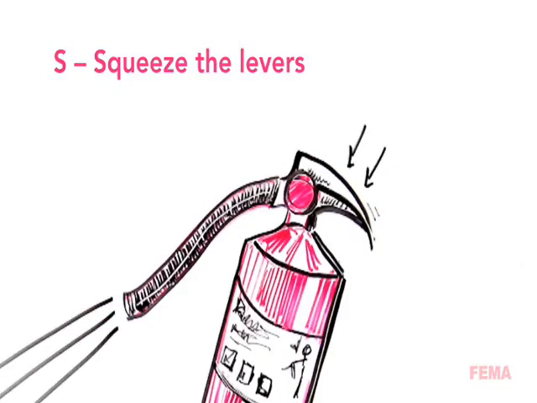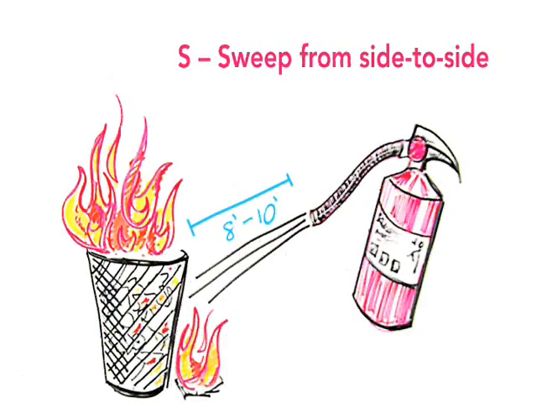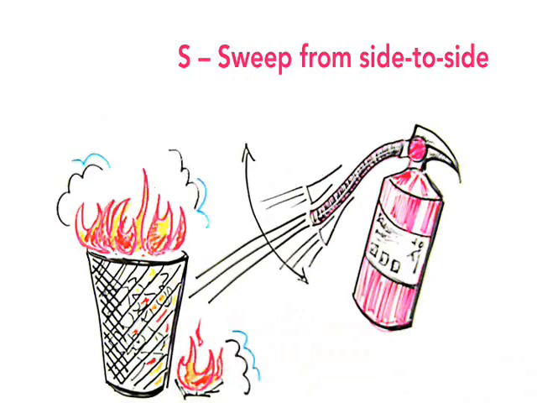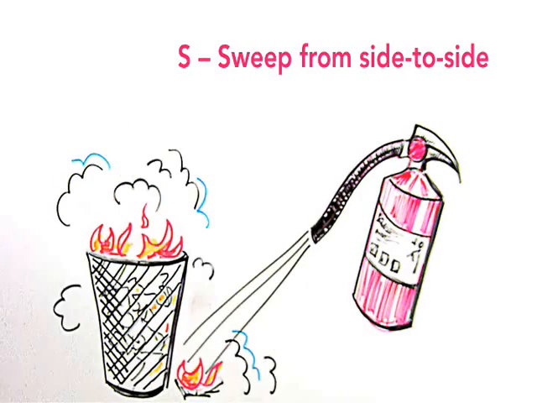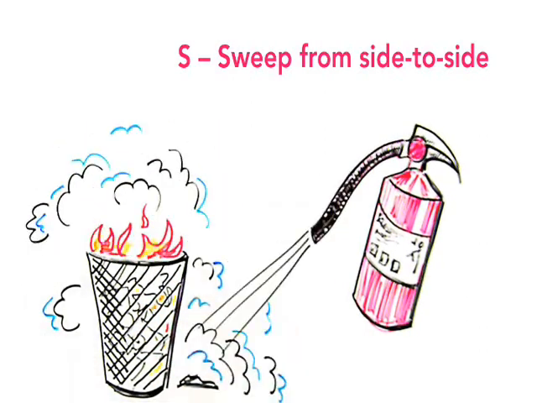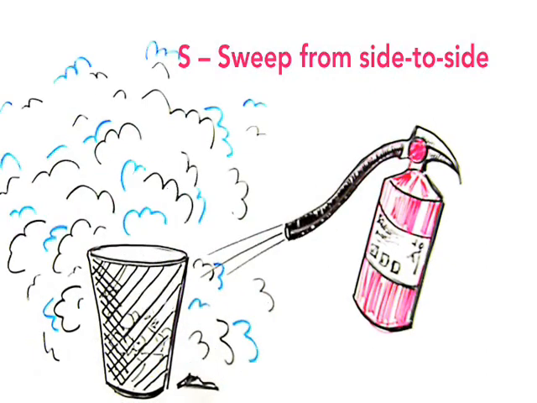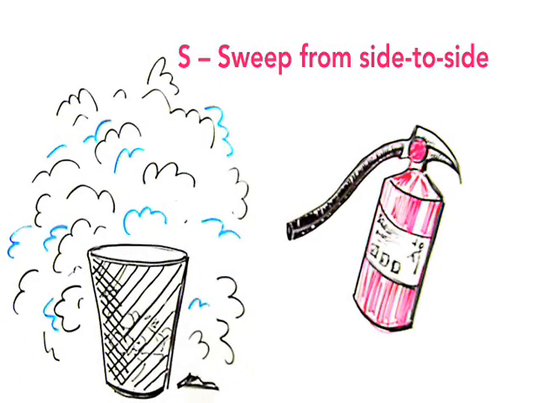Once the nozzle is aimed at the base of the fire, squeeze the levers together to begin discharge of the fire extinguishing agent. Maintain your distance from the fire and sweep the nozzle from side to side, sweeping 3 to 6 inches beyond the right and left edges of the fire. Discharge the extinguisher until contents are exhausted to prevent reignition. Move around the fire to confirm it is completely extinguished. Your quick action can save lives and protect property.